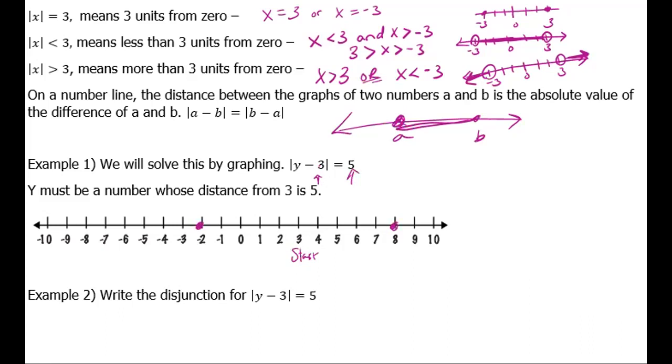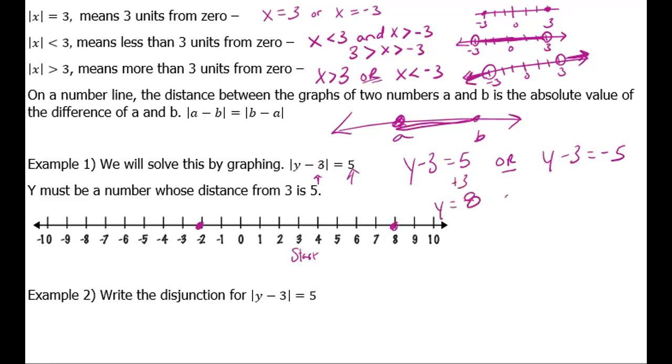We could also solve it by saying if the absolute value of y minus 3 is 5, then either y minus 3 is equal to 5, or y minus 3 is equal to negative 5. So up here, that very first one, we said when it's 3 units away from 0, it's either 3 or negative 3. Here, we're going to set what's in the absolute value equal to 5 or negative 5. At this point, you have two equations, and you can just solve both of them independently.